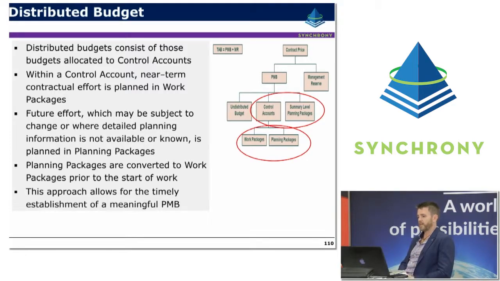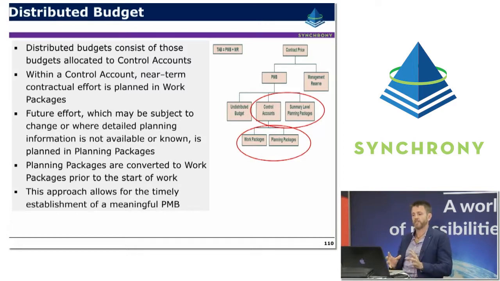Within a control account, near-term contractual effort is planned within work packages, whereas future effort, which we know might be subject to change, or where detailed planning information isn't yet available, is typically planned in planning packages. We don't want to plan out detail that we still think is fairly uncertain because it's just going to create lots of rework for the project controls team and uncertainty for the project manager. Planning packages are converted to work packages prior to the start of work, as we start to know that detail and have a higher confidence level that we can lock it in.